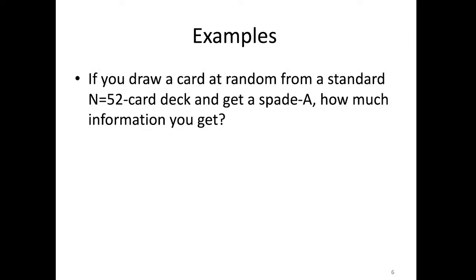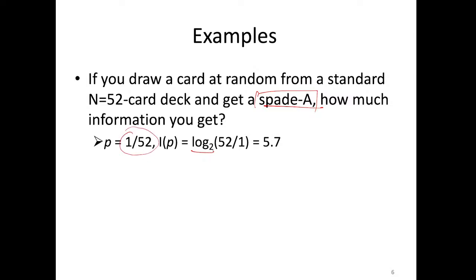Okay, so I'll give you some examples. If you draw a card at random from a standard card deck, and you get a spade A, how much information do you get? I said that information is measured based on probability, right? The probability of getting a spade A in a standard deck is 1 over 52. So I(P) would be log of the inverse of P, so log of 52 divided by 1. This is roughly 5.7.